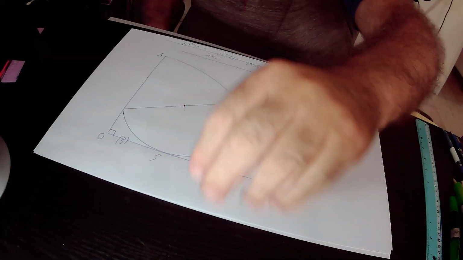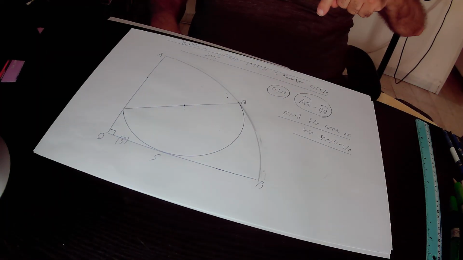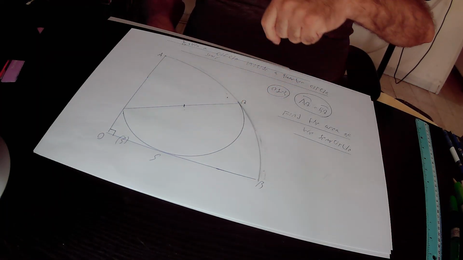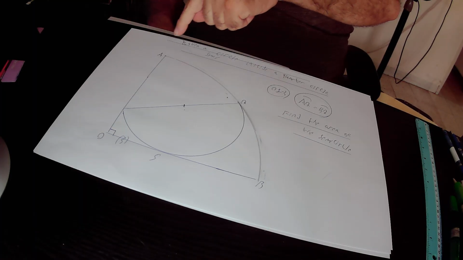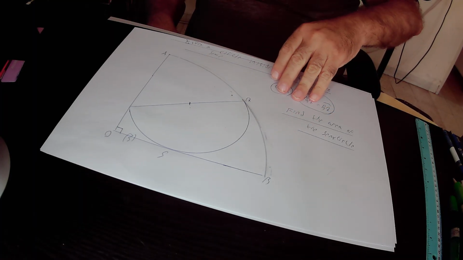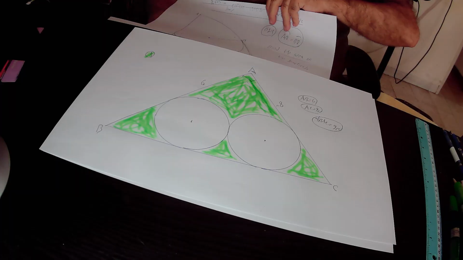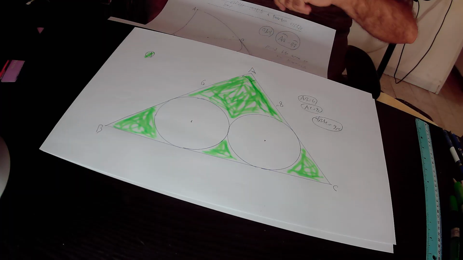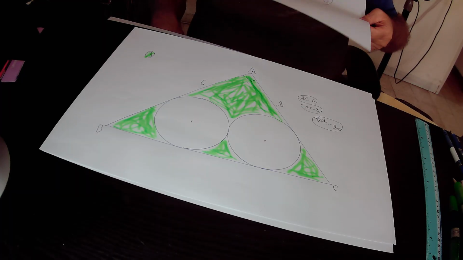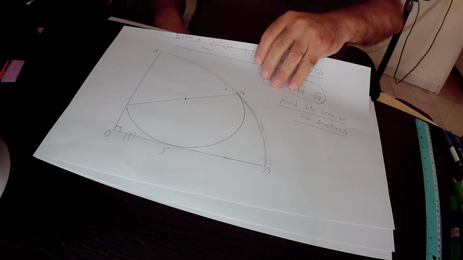Hello, in this lecture I answer two questions. The first question: I find out the area of this semicircle that is inside the big quarter circle AOB. The second question: I find out the area of this green shape. So we'll start with the first question.